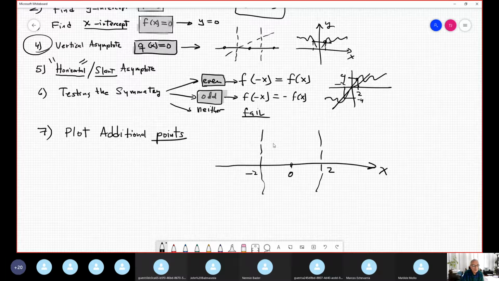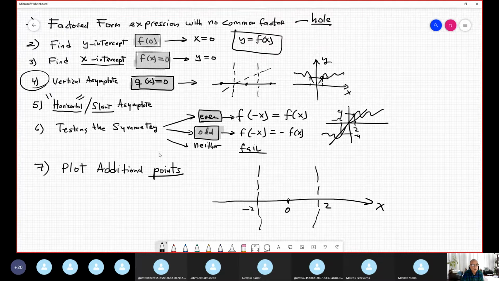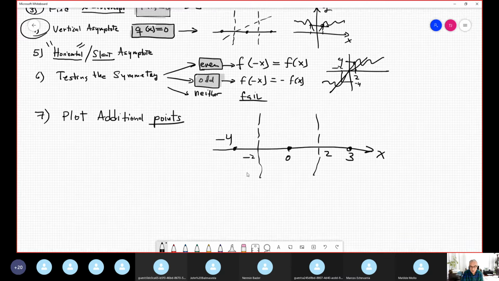In point number 3, we determine the x-intercept. Okay, the x-intercept maybe is, I don't know, 3, 0, -4. So now we have different partitions of the x-axis. In order to select how many points, you select in any partition one arbitrary value before and after. For example, in 3, I select 4.